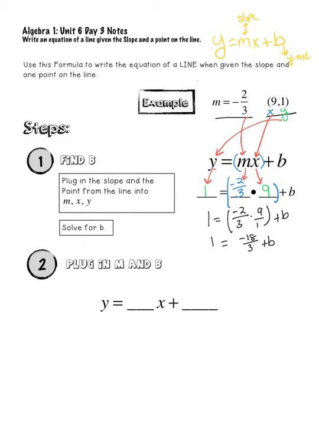Alrighty, now negative 18 over 3 can be simplified. Negative 6 plus b. Add 6 to both sides. You have 7 equals b. That's the y-intercept. So your final equation, if you were to write it, would look like y equals negative 2/3 x plus 7. Now I'm putting it there so you can see what we do at the last part. You found b. B was the thing we had to do, but this is what your linear equation looks like.